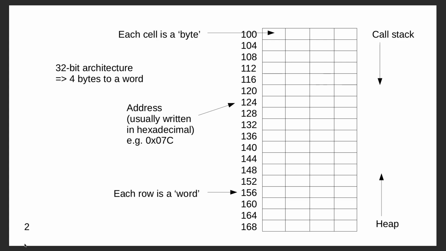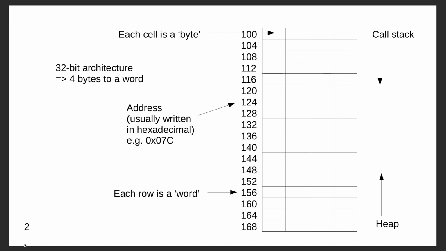So machines normally group bytes into a larger chunk of something. It's called a word, because messing around with 1 byte at a time is really quite difficult. You can't do much with it. So we instead deal with chunks of bytes at a time. So this is a 32-bit architecture machine. So we know it's 32 bits because there are 4 bytes per word. That's what the row is.